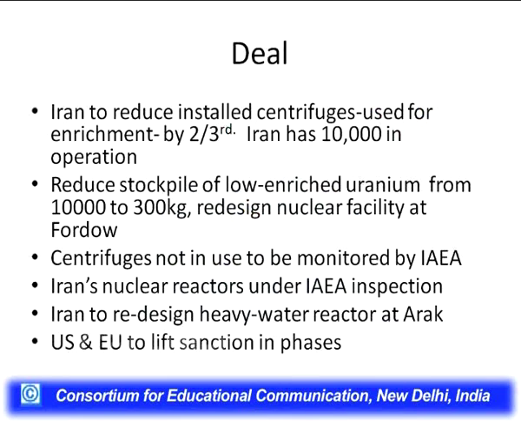The second part of the agreement is that Iran will reduce the stockpile of low enriched uranium from 10,000 kilograms to 300 kilograms. So that's an important aspect of the deal. Additionally, Iran will also redesign the nuclear facility at Fordo. It will redesign the facility because the Western countries fear that with the present centrifuges and present technology, Iran is in a position to quickly accumulate enriched uranium.